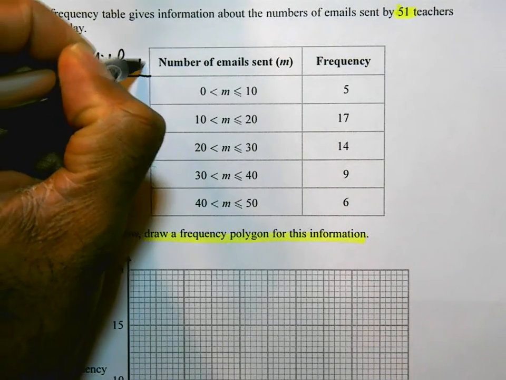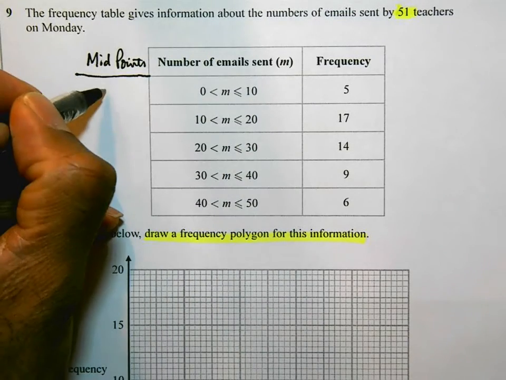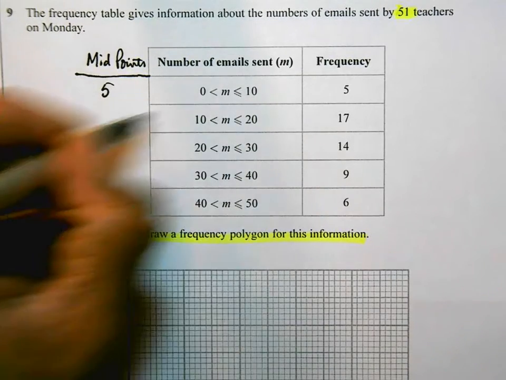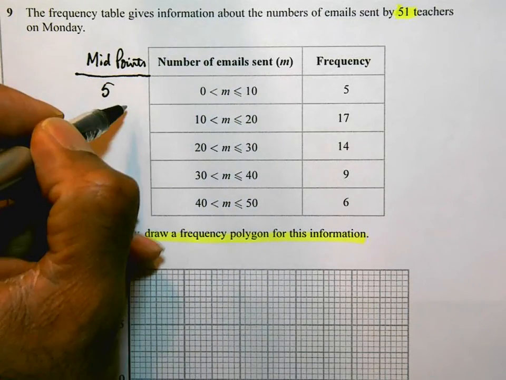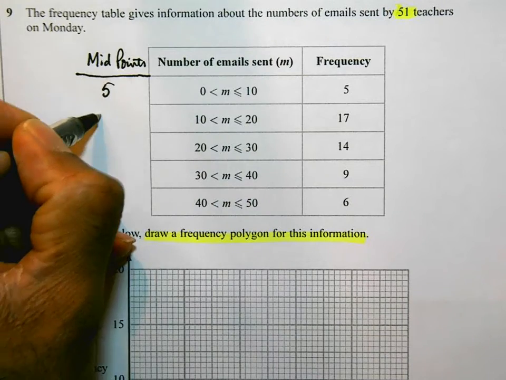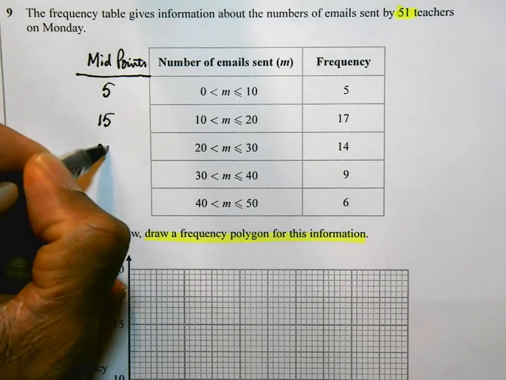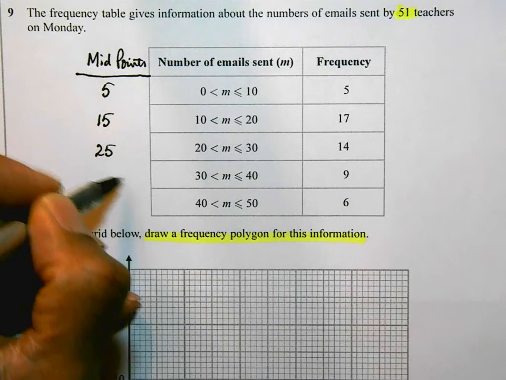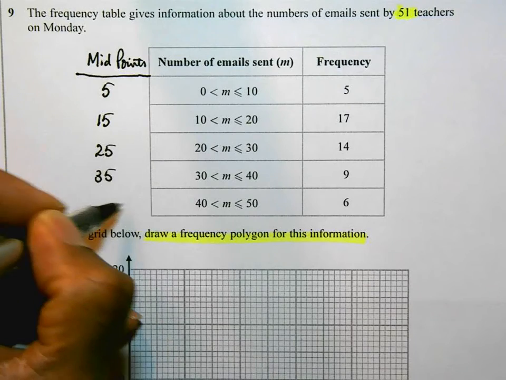The midpoint from 0 to 10, halfway, is going to be 5. You can add the two values. 0 plus 10 is 10, divided by 2 gives you 5. Halfway between 10 and 20 is 15. 20 to 30, the midpoint is 25. 30 to 40, the midpoint is 35. And 40 to 50, the midpoint is 45. Okay, so we've got the midpoints.